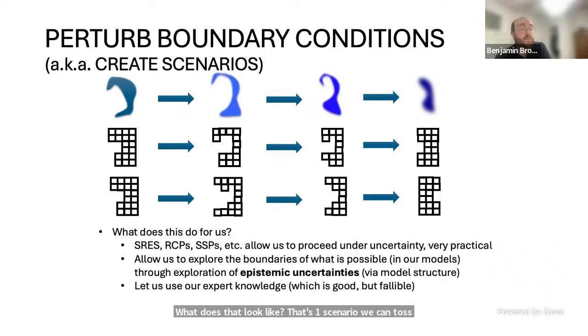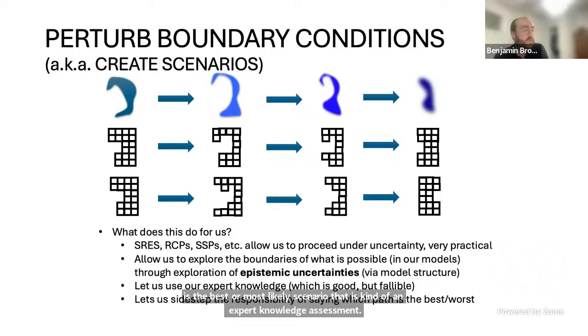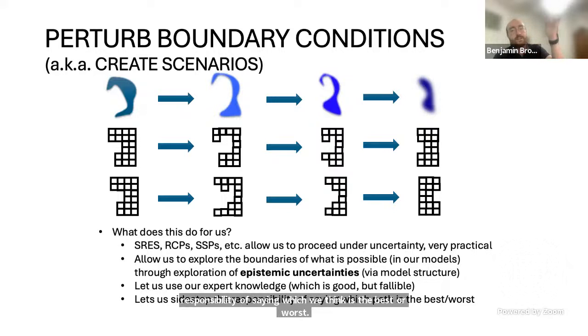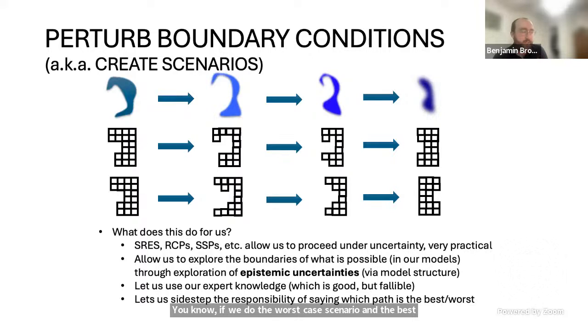It also lets us rely on expert knowledge. What is the best or most likely scenario? That is kind of an expert knowledge assessment. It's good, but humans are fallible, so there's that issue. And then it also lets us sidestep the responsibility of saying which we think is the best or worst. If we do the worst case scenario and the best case scenario and say we're hoping it's somewhere in here, you're kind of sidestepping some of that ethical responsibility of what you're doing.